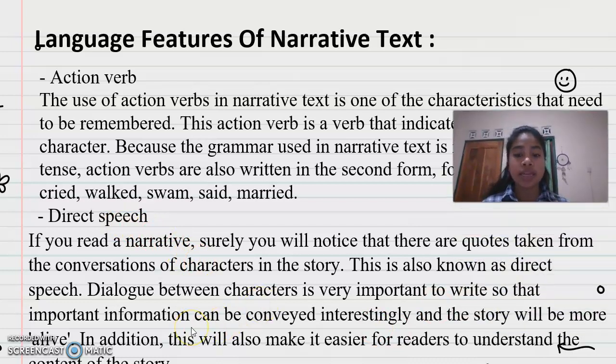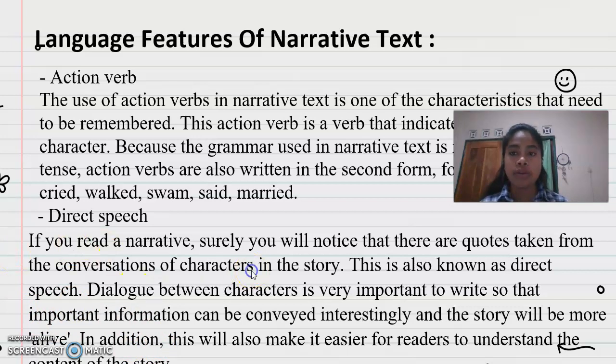direct speech. Dialogue between characters is very important to write so that important information can be conveyed interestingly and the story will be more alive. In addition, this will also make it easier for readers to understand the content of the story. So the direct speech it means the participant or the character in narrative text do conversation with their friends in the story.